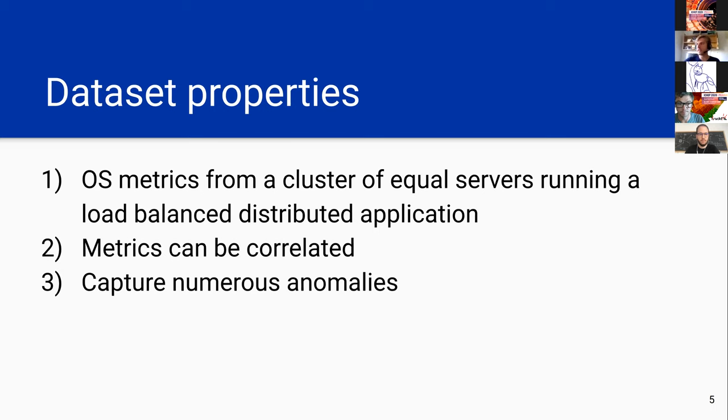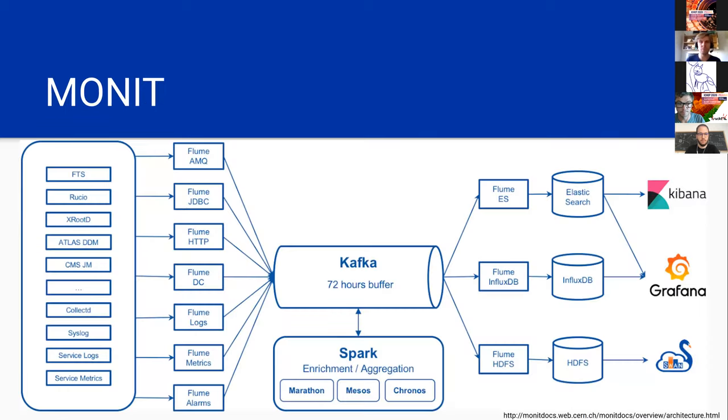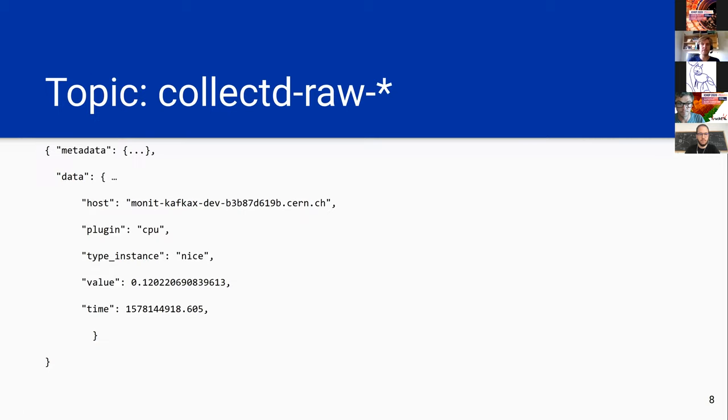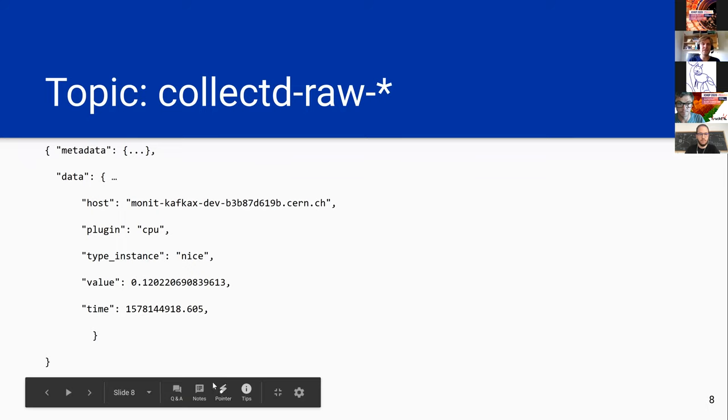Now, for gathering the data set, we were using the CERN Monit, which is a monitoring infrastructure that's used by the CERN IT department. As you can see on this image, it's rather complex, but we will be using only this part, let's say, walk through the whole architecture. The OS metrics are collected by the collectd daemon, then they are stored in the Kafka cluster, which you can imagine is like a 72-hour cache. They can be enriched and aggregated using the Spark distributed computing engine. And then they were stored in HDFS, from which we were doing the analysis of the metrics using Swan and then again Spark.